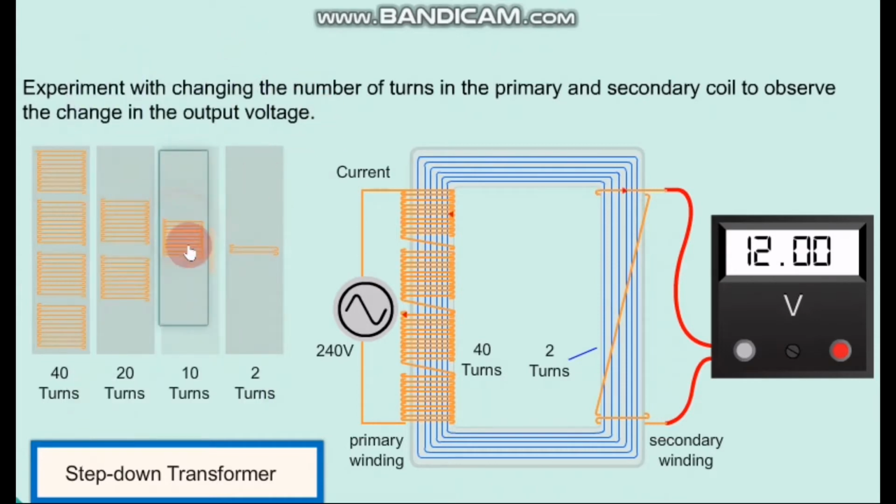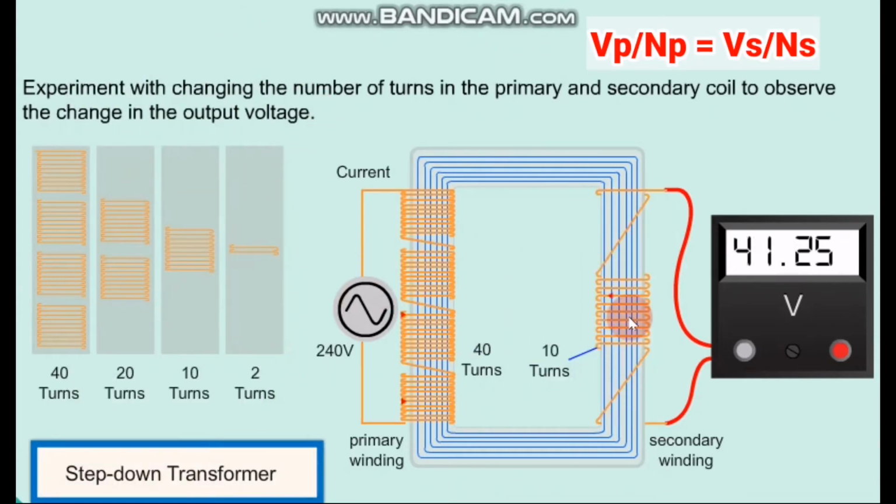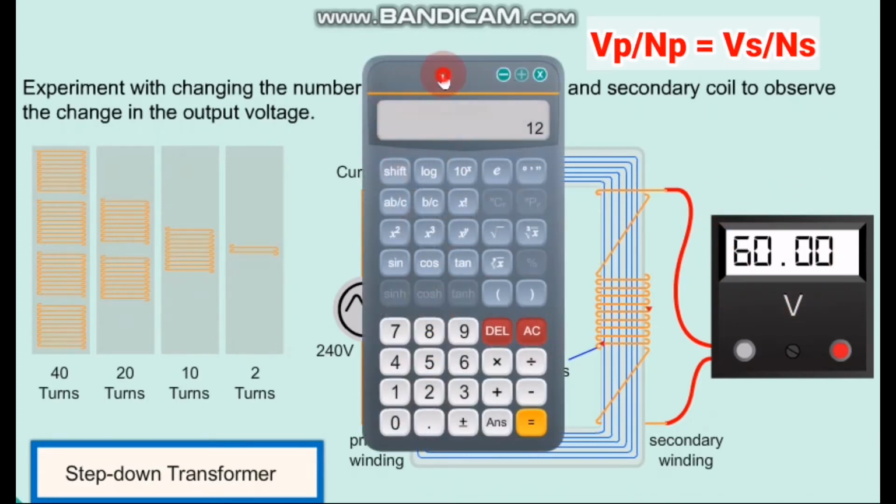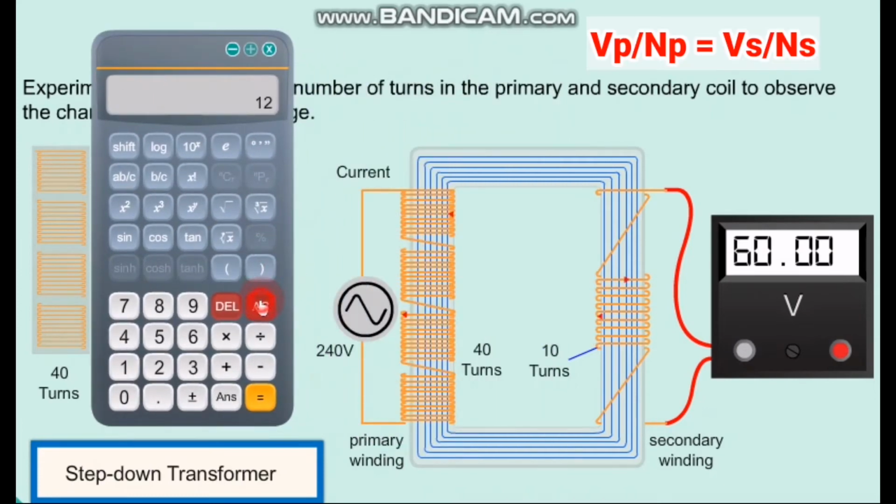Okay, now we change the secondary coil into 10 turns. You can see the output voltage now is reduced to 60 volt. So how can we get 60 volt? Again, Vp 240 divide by Np 40 multiply by Ns, which is 10. So it will give you an output voltage of 60 volt.